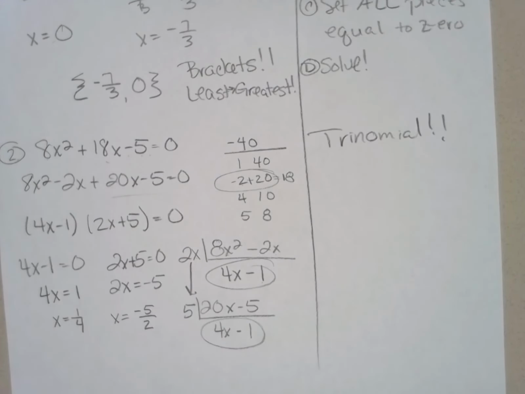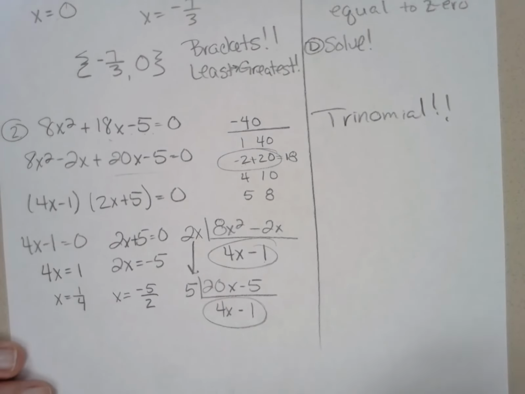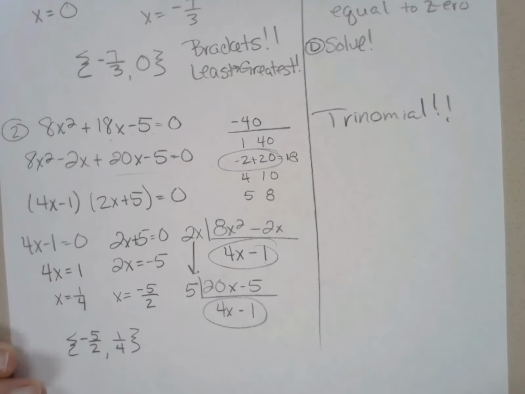So I got two fraction answers, and that's okay. I'm going to leave them as fractions. I'm not going to change them to decimals. I'm going to put them in order from least to greatest. The negative is the least, and the positive is the greatest. And I'm going to put them in set notation.